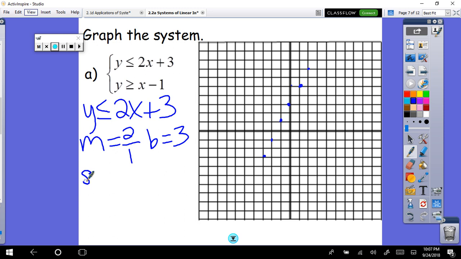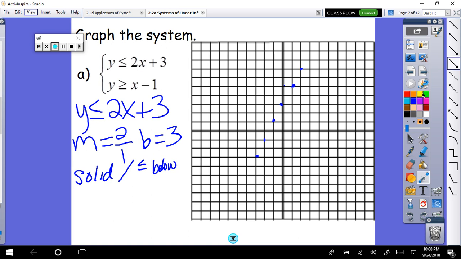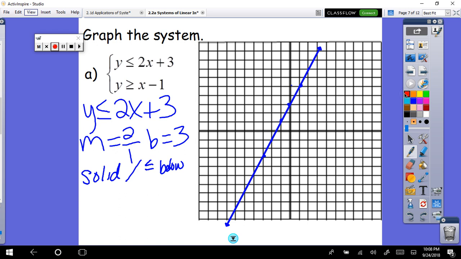And then we're going to have a solid line, and because it's less than or equal to, we should be shading below, but we'll test a point just to make sure that that's correct. So I'll get my line tool here, solid line. And then let's just test the origin since it's not included in the line.